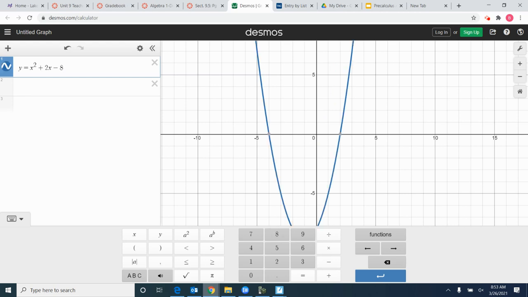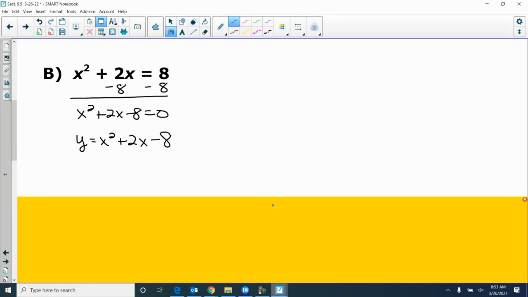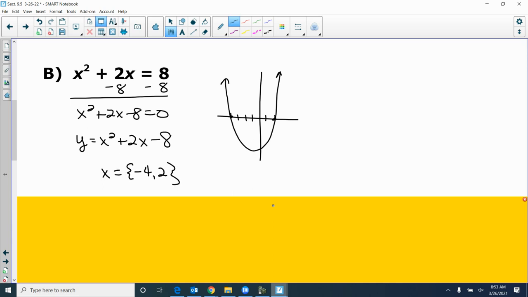Well, we're looking for the zeros. So go to your 0. Where's it hit? It hits at -4, and where else? 2. It's at -4 and 2. And so if I graph this, I'm just going to graph it beside here. It hits at 1, 2, 3, 4, 1, 2, dot there, dot there. The answers are x equals -4 and 2.